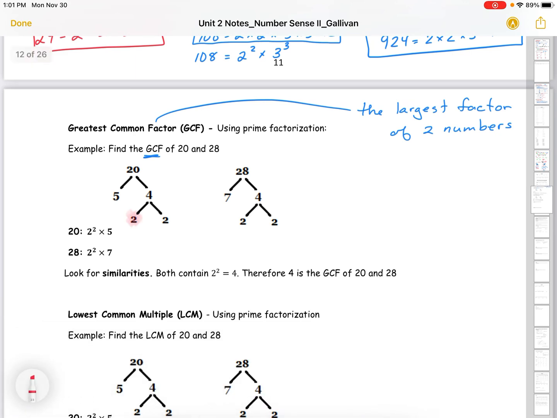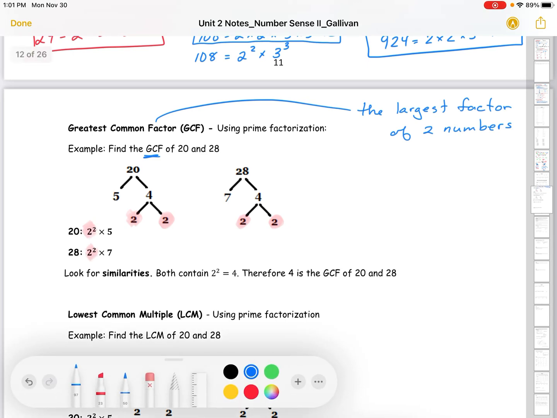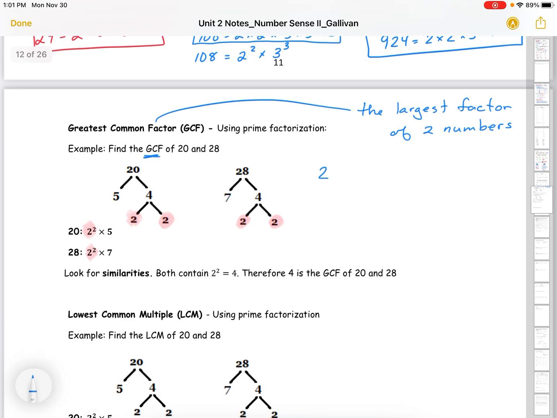Okay, so here I have a 2 and a 2 in each. Then I have another 2 here and another 2 there. So those are common to both of them, but they're the only things common to both of them. I have a 5 and a 7, but they are not the same. So when I look at it, that means this and this are the same. So they will give me my GCF.